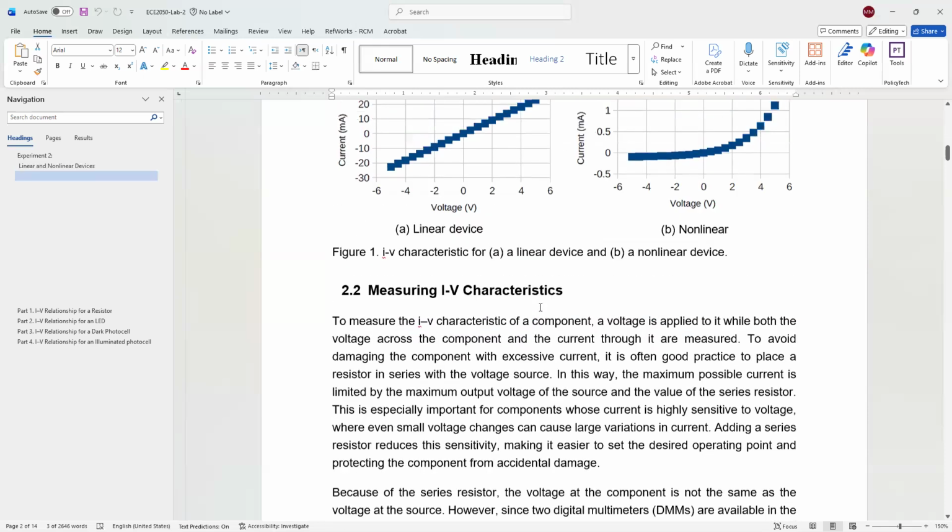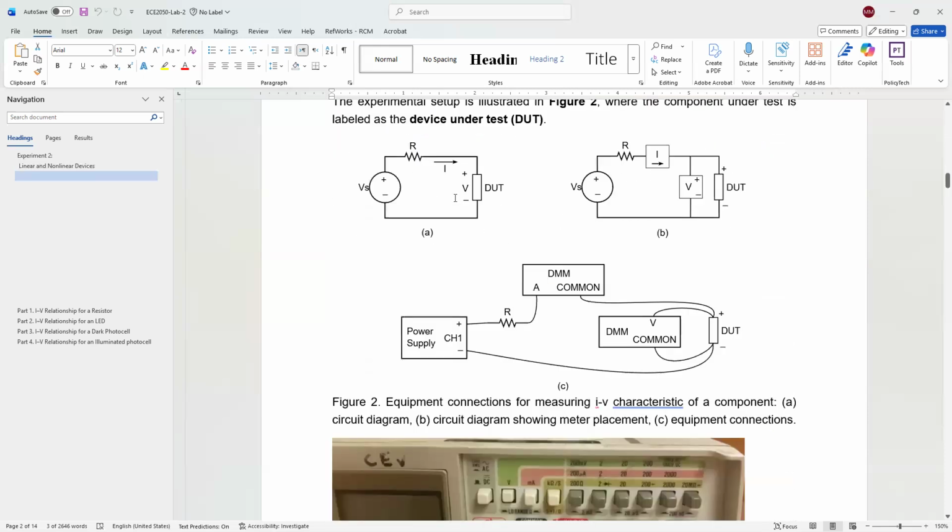What we are going to do in this lab is something like this. Number one, you need a circuit like this one. Here you need a voltage source, and then you need a resistor. I will tell you how to determine the value of this resistor. This part here is the device under test. The purpose of this resistor is just to limit the current going through the device under test.